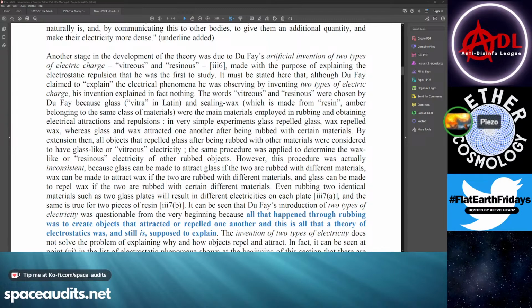However, this procedure was actually inconsistent because glass can be made to attract glass if the two are rubbed with different materials. Wax can be made to attract wax if the two are rubbed with different materials. And glass can be made to repel wax if the two are rubbed with certain different materials.